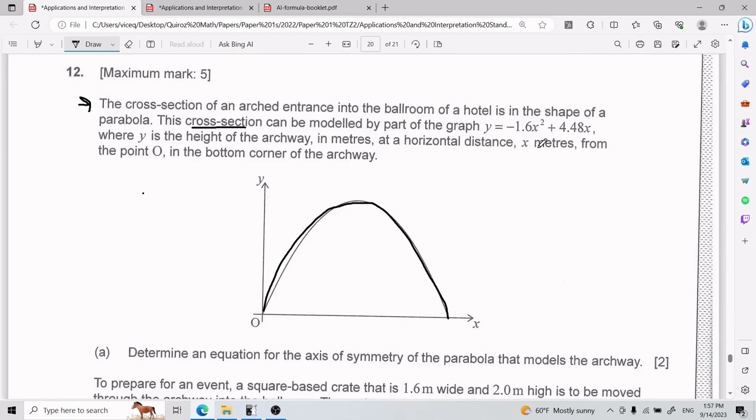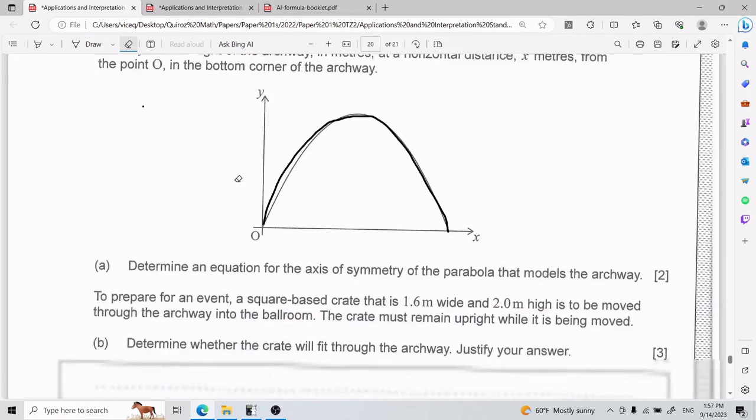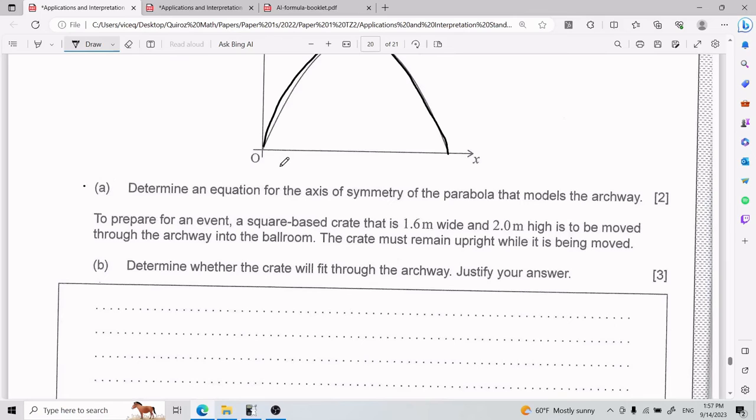This cross-section can be modeled by part of the graph y equals, blah, being that thing on the right side, where y is the height of the archway in meters at a horizontal distance of x meters from the point O in the bottom corner of the archway. All right, cool. So for part A, we have: determine an equation for the axis of symmetry of the parabola that models the archway.